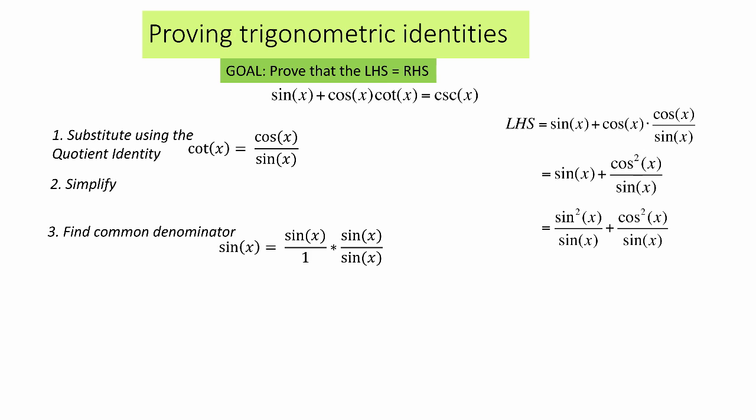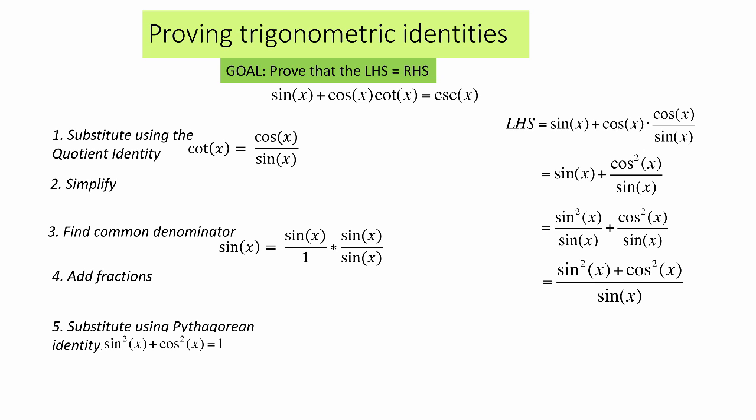Now I have two fractions, and I can add them together because there is a common denominator. So I add the fractions by adding the two numerators together and putting that over my common denominator. Now I'm hoping that that numerator will look familiar to you: sine squared of x plus cosine squared of x. Does that ring a bell? Hopefully it rings the bell that it is the Pythagorean identity. Sine squared of x plus cosine squared of x is equal to 1. So now I can substitute a 1 in there, and I'm left with 1 over the sine of x.